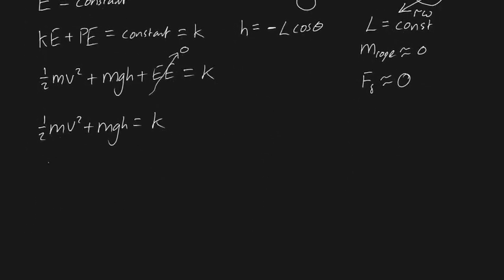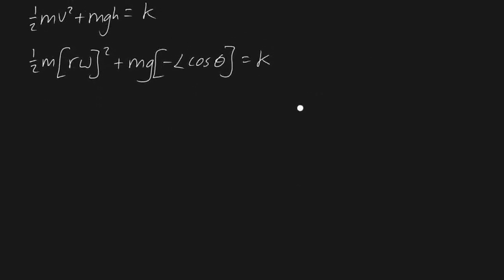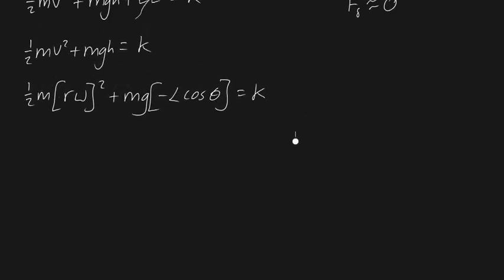Okay, so let's see if we can simplify this a little bit more now. We can write this out as a half m r omega squared plus mg times negative L cosine theta, right? And that's going to be equal to that constant I was talking about earlier. So let's see if we can figure this out a little bit more. And I know I'm scrolling all over the place, but bear with me.